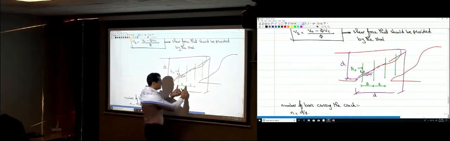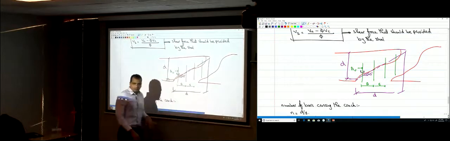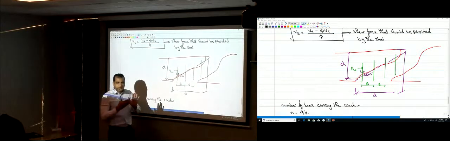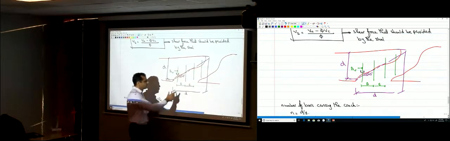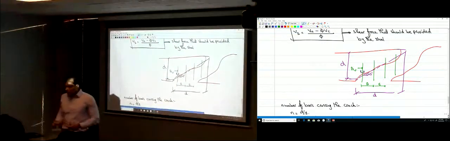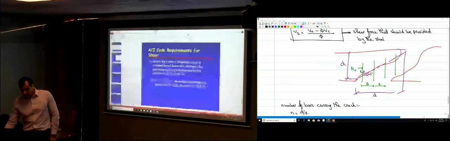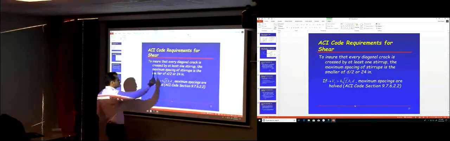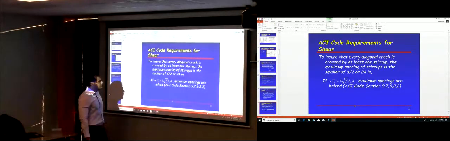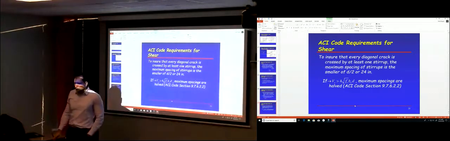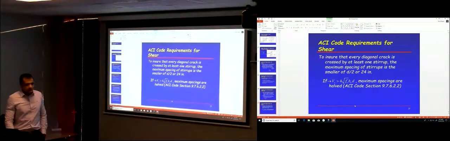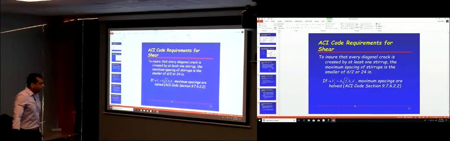This spacing cannot be larger than d, right? If it's larger than d, that means that there might be some crack, okay, with a width of d, and there is no stirrup crossing that crack. So although you just need a very large spacing, there is a limitation for that spacing that can be provided, okay? So this is what you have over here, okay? To ensure that every diagonal crack is crossed by at least one stirrup, the maximum spacing of stirrup is the smaller of d divided by 2, or 24 inches, okay? So that's the maximum spacing. It's d divided by 2, or 24 inches.